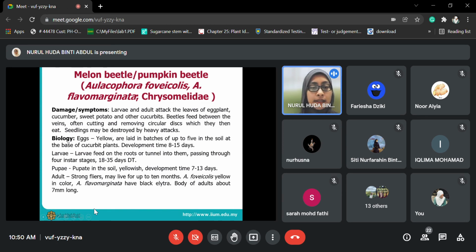So for the biology, usually they lay eggs in batch. In batch maksudnya satu tempat setumpuk, mungkin up to 3, mungkin up to 5, in soil at the base of the cucurbit plant. So you may not see the eggs on the leaf. Okay, it's just that they develop in soil. The larvae may eat the roots of the plant, or the roots of weeds or other plants yang ada di sekitar.